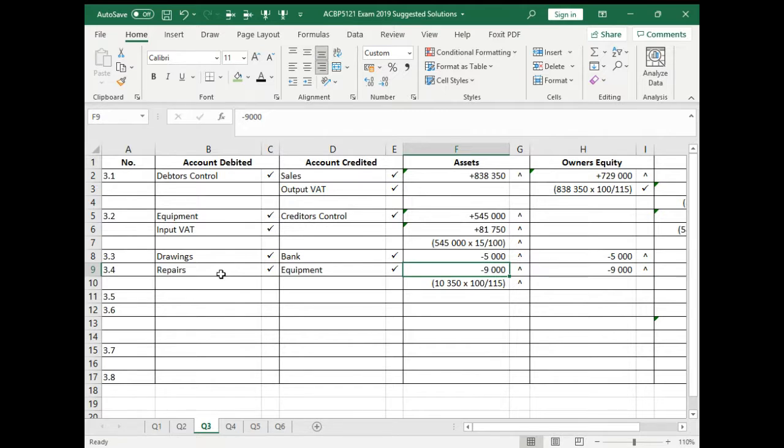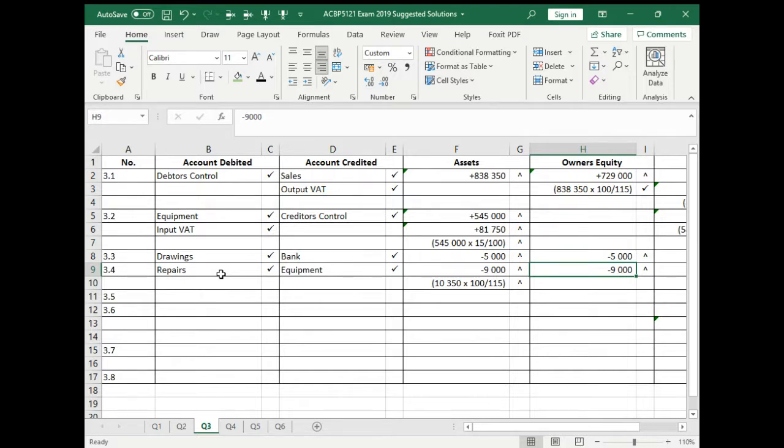So we take the 10,350, we multiply it with 100 over 115. Did I calculate it incorrectly, Daniel? Okay. So that's how you get to the 9,000. So that means because equipment is now credited, we are reducing the asset with 9,000. And because we are debiting the repairs account, which is an expense account, we will decrease owner's equity with that amount. Okay, so expenses reduce our investment in the business.